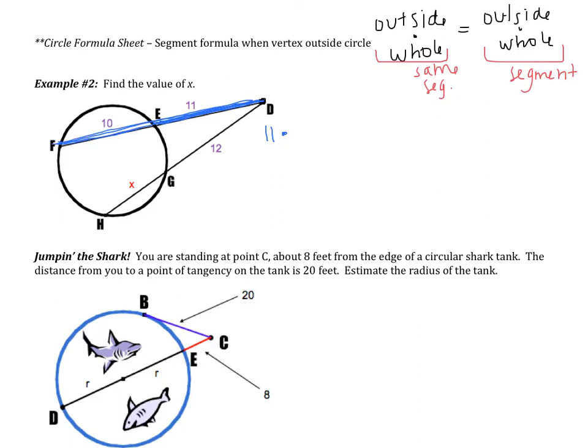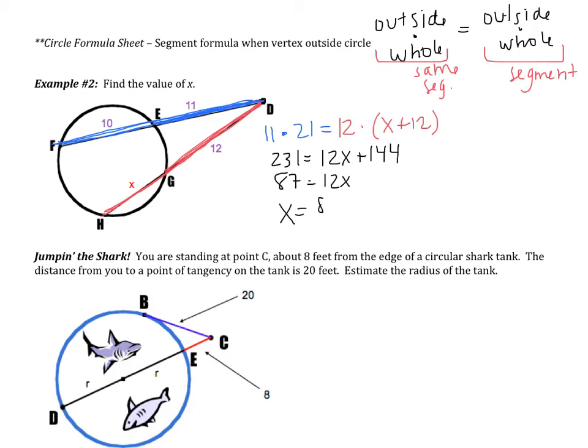So that's going to be 10 and 11, which is 21, equals, now I'm going to look at my second secant. Okay, so the formula says outside again, which is the GD part, 12, multiplied by the entire segment, HD, which is going to be x plus 12. And then I need to simplify. Okay, so solving, the left side becomes 231 equals, the right side becomes 12x plus 144. If I subtract 144, I get 87 equals 12x.